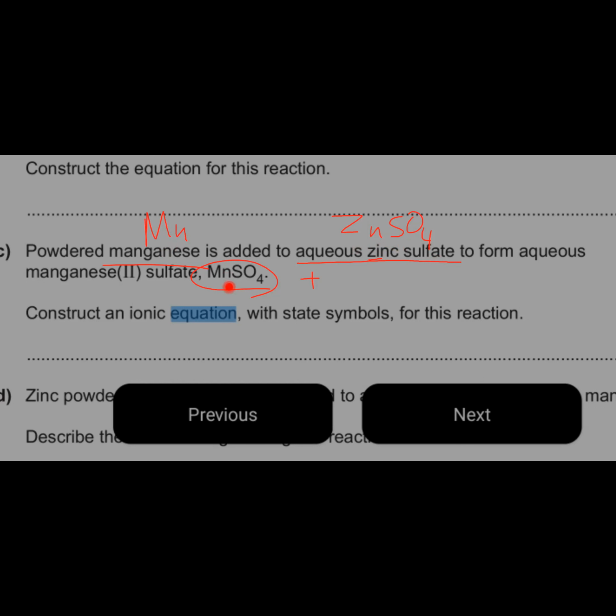Now, manganese is not there in the reactive series. We don't have manganese in the reactive series, so we don't actually know its place. If you try to find it there, you might start scolding your teachers, saying they have not taught us where manganese is placed. It's not the case. You don't need that. They say here the reaction happens, so you know manganese should be above zinc. That's why you get manganese sulfate, and our other product should be zinc, because this is a displacement reaction.